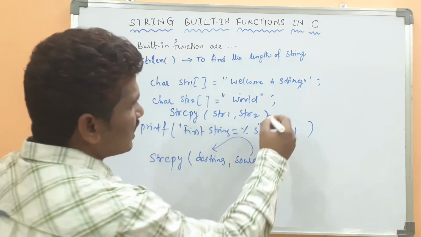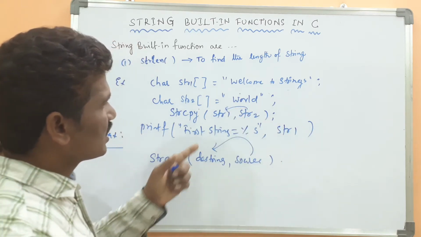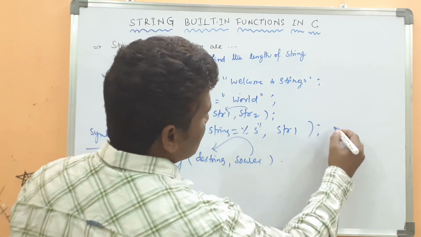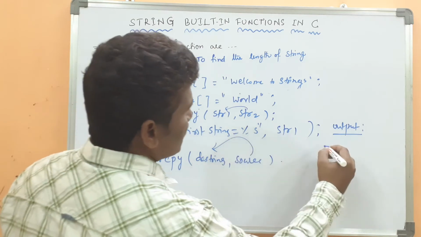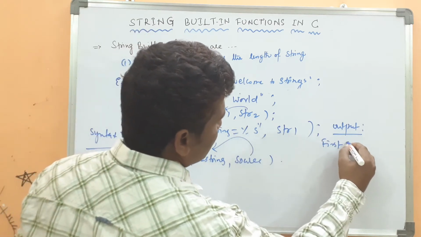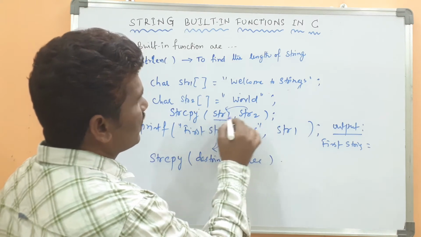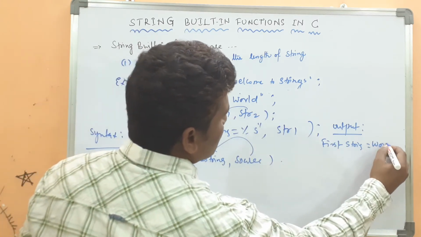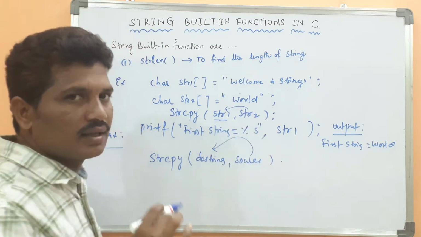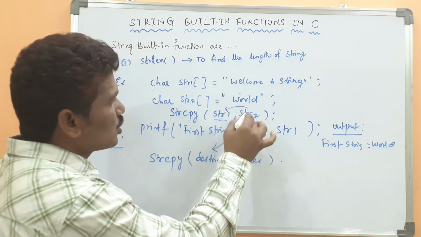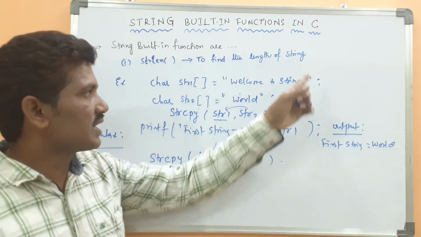Then here I am using the string copy function. Here string 2 will be copied into string 1. What is the output of this program? The first string equal to str1. What is here now? Varchar only, because string 2 is copied into string 1. Listen carefully. What is it? It can be overridden. The string can be overridden.